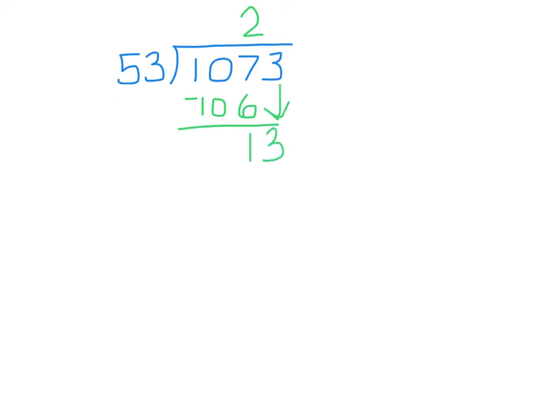And I need to bring down. So here I have 53 going into 13. It goes in there 0 times, so now I multiply by 0. 0 times 53 equals 0, and I subtract. I have 13, so my remainder is 13. 20 remainder 13 would be the answer for this problem.